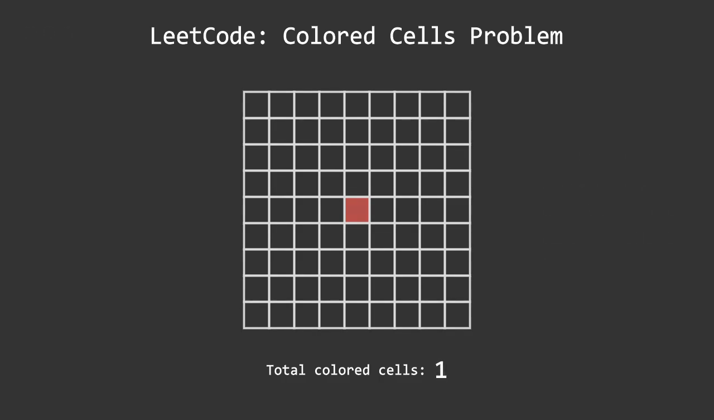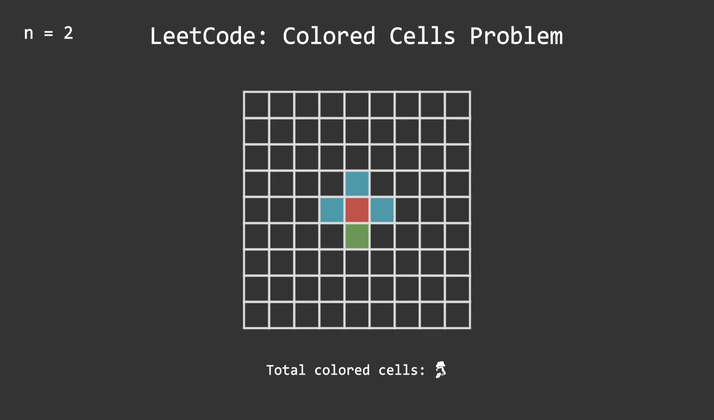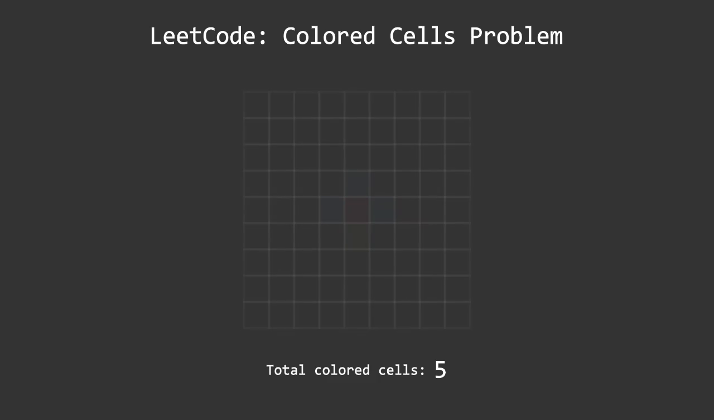For n equal to 2, let's write it down. There will be one central cell, and the upper half cells, row 1, will contain 3 cells, as you can see over here. For the lower half, there will be only one cell, which will fill the row 1. So the eventual summary is that the center cell is 1, the upper half cells are 3, and the lower half cells are 1. So the eventual sum will be 3 plus 1 plus 1, 5. Now, let's go ahead to the next iteration.